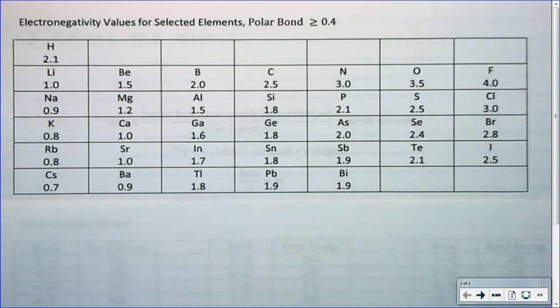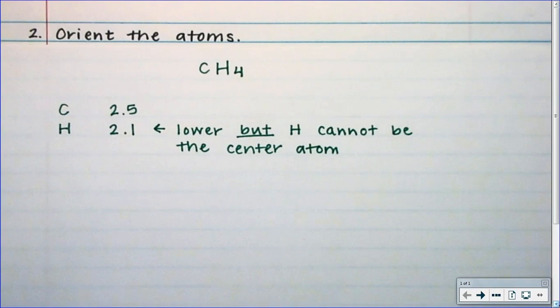So when doing a Lewis structure, you have to find all the atoms that are within the formula and determine which one has the lowest number. The one that has the lowest electronegativity would be the center atom, if a center atom is needed. With this being said, hydrogen can never be the central atom. Now that we have looked at the electronegativity value chart, let's proceed with our example.